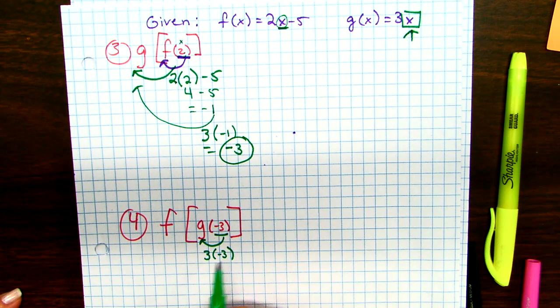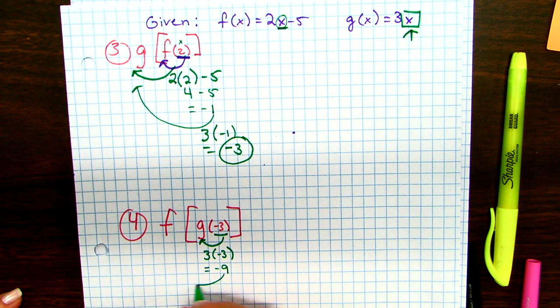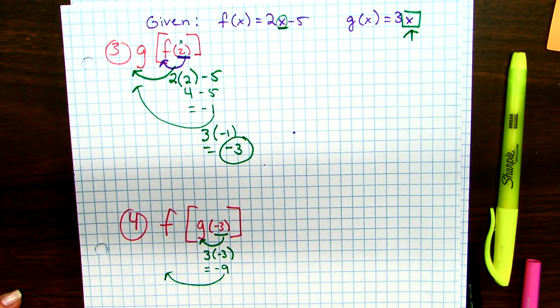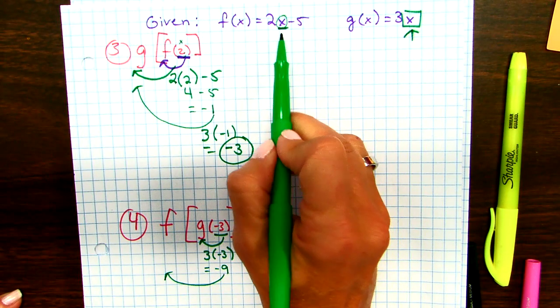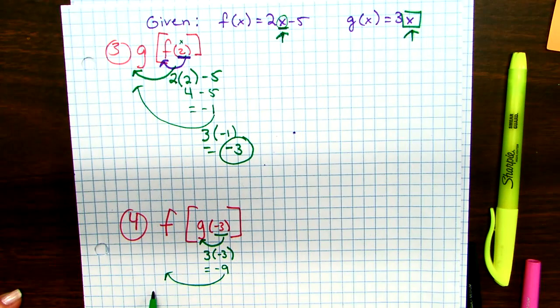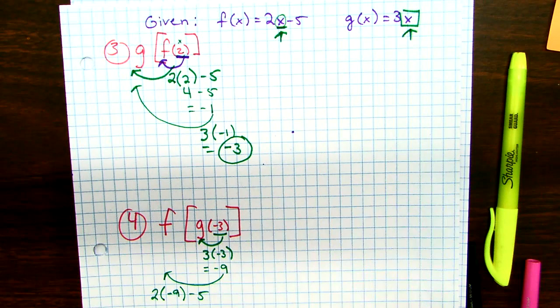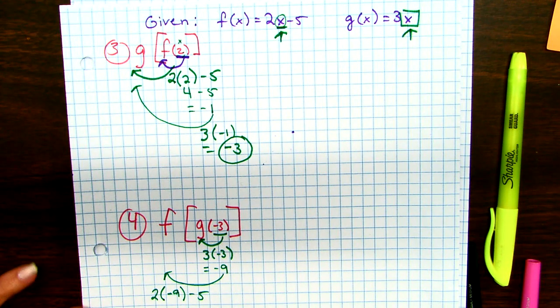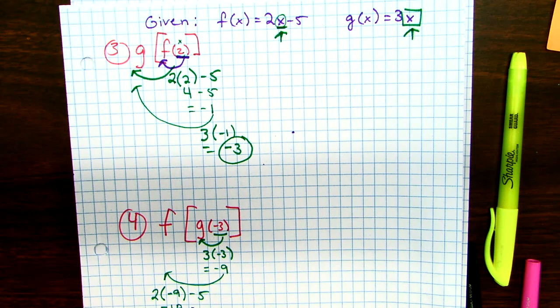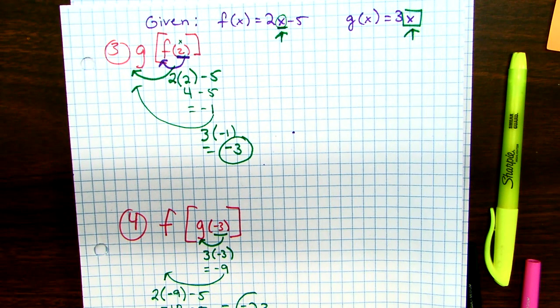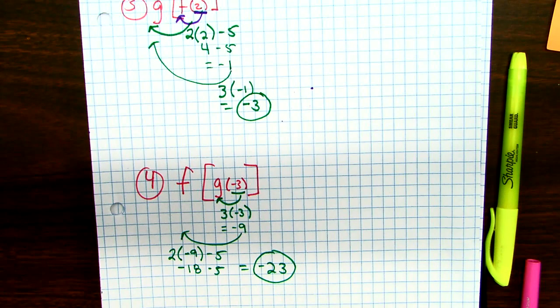And I get negative 9. Keep going. I'm going to plug into the f function. F function, right here. 2 times negative 9 minus 5. So you don't plug the negative 3 in again. We already used it. It's already mixed in. Final answer is negative 23.